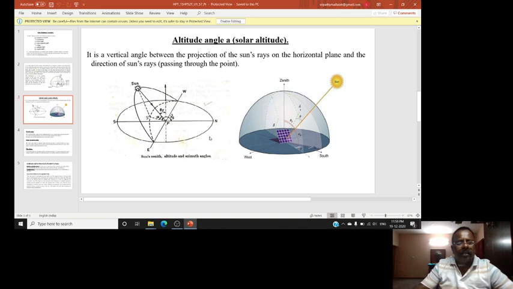Next is the solar azimuth angle. It is the angle between the horizontal projection of the sun rays and the due south line, going in the clockwise direction. This is called gamma S. This is nothing but the solar azimuth angle.